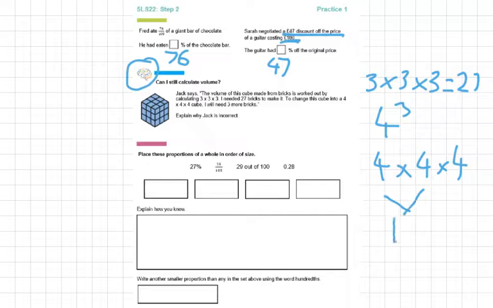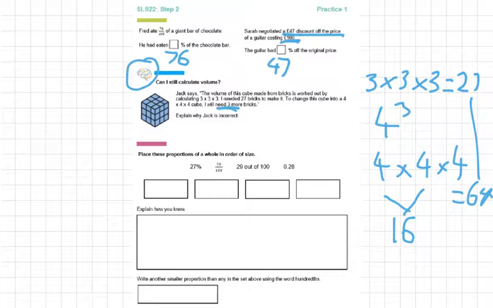So 4 times 4 is 16. Now we need to times 16 by 4. Well, 16 times 2 is 32. So if I double that, I will get my answer, which is 64. So there's quite a big difference between 27 and 64. It's certainly more than the 3 bricks. So that's how you would explain that question.